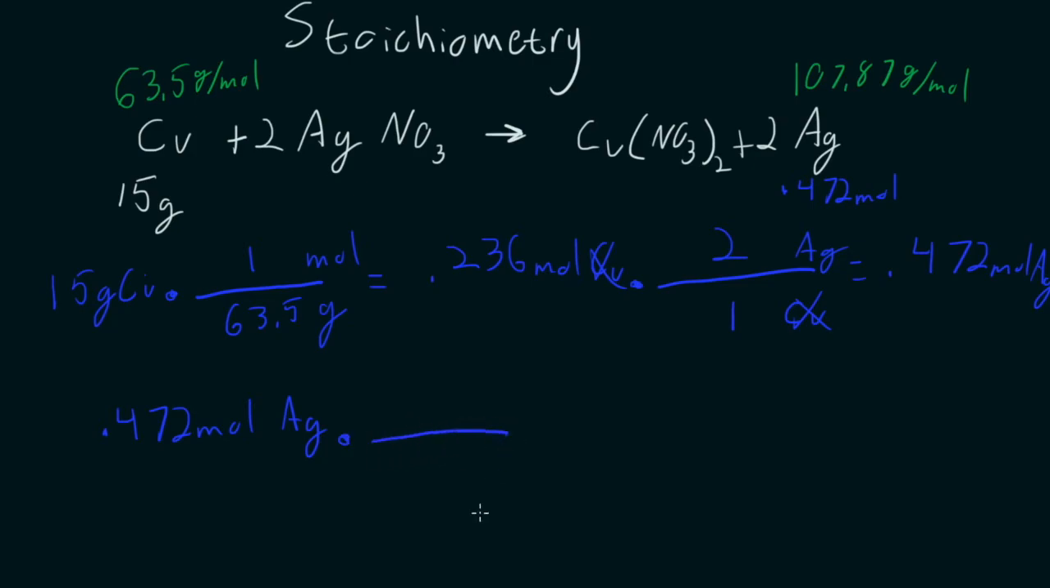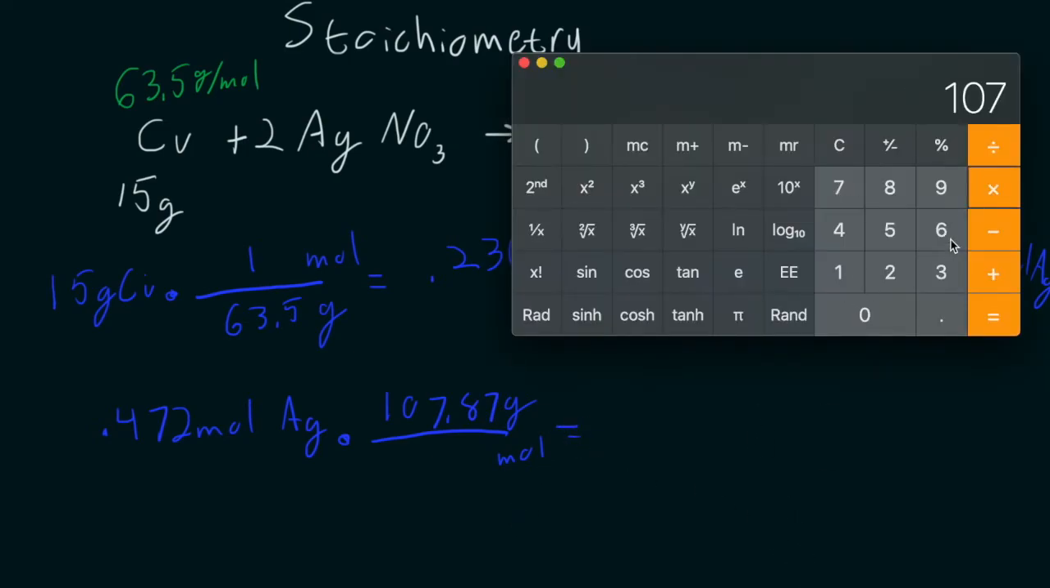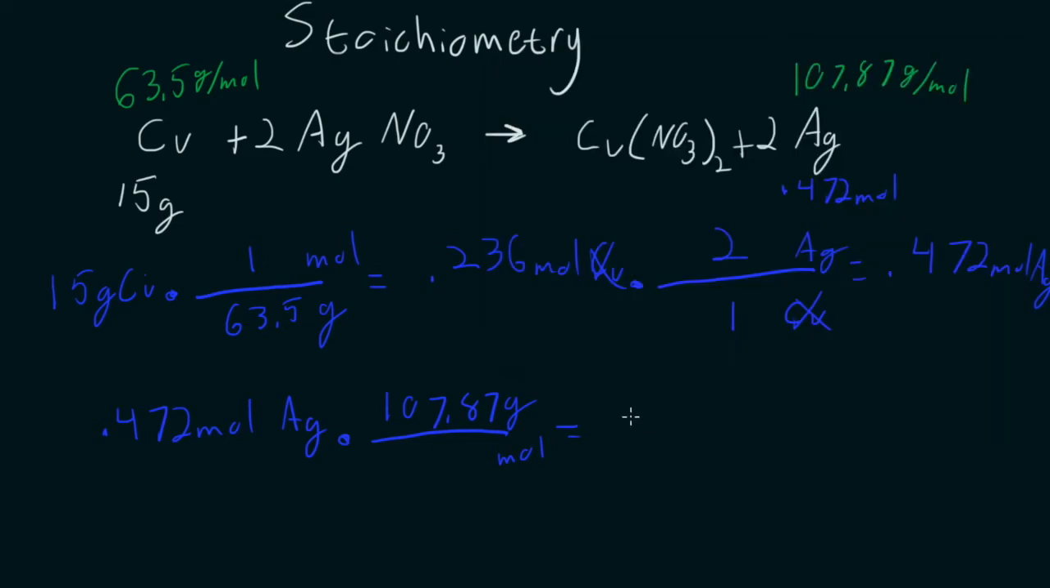So I'm going to convert back into grams. I'm going to put moles on the bottom, so that cancels out, and put grams on top. I'm just going to put in my molar mass, 107.87, and do that calculation. That gives me 50.9 grams of silver. That's my answer. Fantastic. Now let's try one that's a little bit more difficult, a little bit more involved.